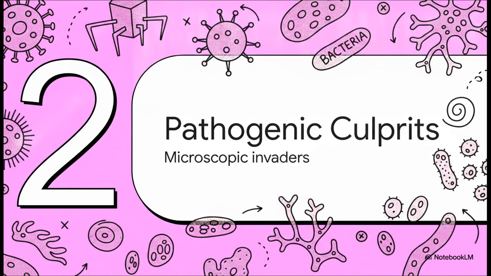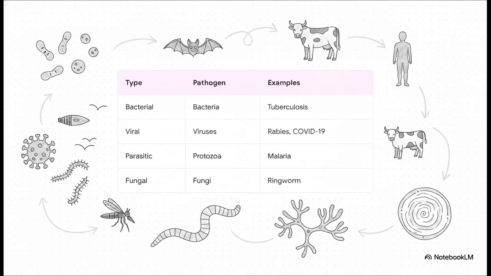Moving right along to Section 2, meet the pathogenic culprits, the 4 types of microscopic invaders. And this brilliantly illustrates what we're actually up against. We're fighting a massive diversity of microscopic invaders, and they're grouped into 4 main types: bacterial, viral, parasitic, and fungal. Now, bacterial threats like tuberculosis and parasitic protozoa like malaria, they have plagued us for centuries. But it's really the viral category where we're seeing some of the absolute fastest moving recent threats. I mean, we're talking rabies, Ebola, COVID-19. Even fungi can make the jump. Things like ringworm cause entirely different but still super significant issues for us.